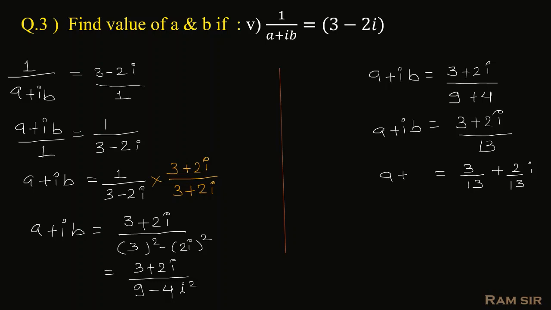And now compare this a plus ib with 3 by 13 plus 2 by 13 i, that is real part compared with real part. So that gives you a value as 3 by 13, and compare imaginary part with imaginary part, that gives you b is equal to 2 by 13. So this is the simple way to find out value of a and b for this question, and that concept is invertendo. If you do cross multiply, then you have to solve some equations and then you will get value of a and b. But this is the simplest way to find out value of a and b for this type of question. Let's discuss next question.